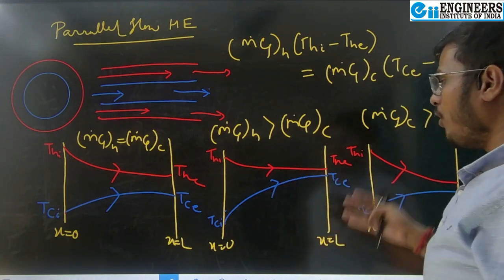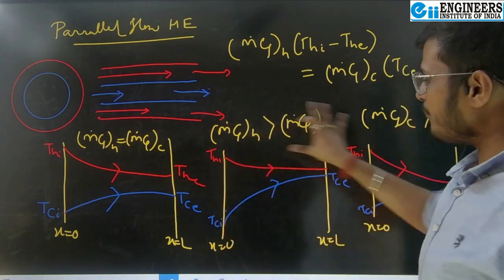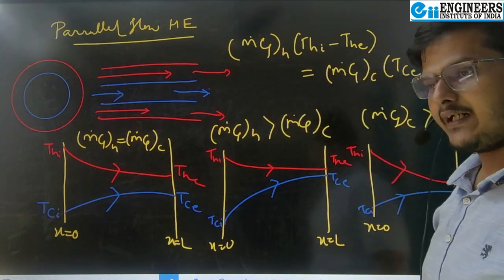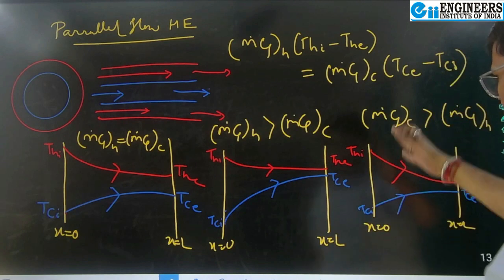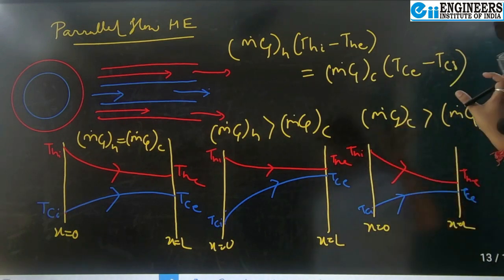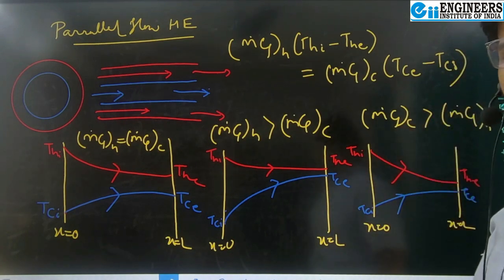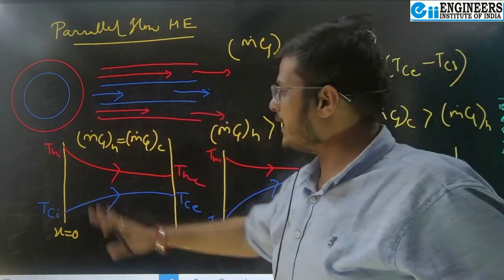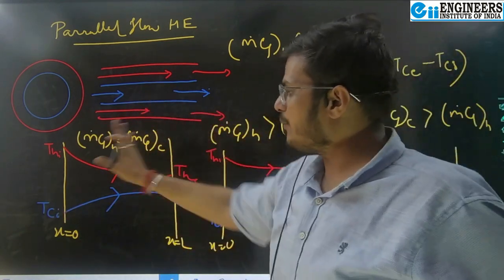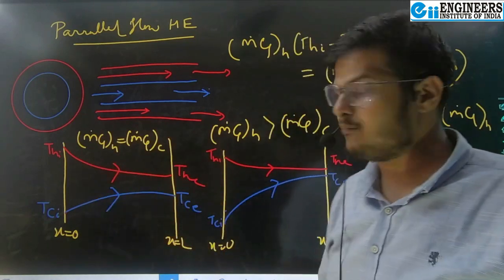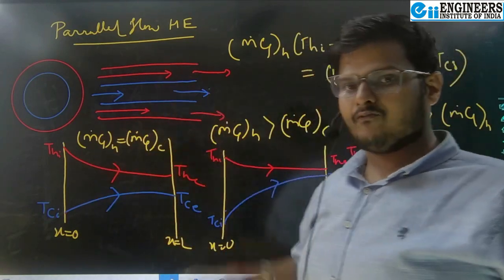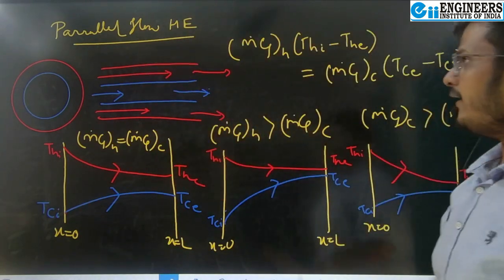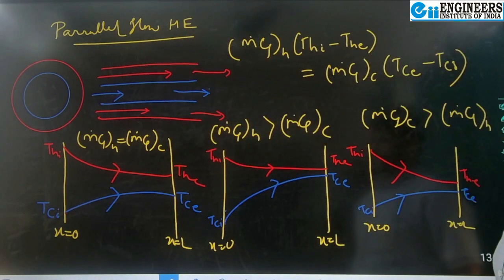You can draw the slope and you can say, okay, if this type of slope is there, my heat capacity of hot fluid is greater than the heat capacity of the cold fluid. If the slope is in this pattern, my heat capacity of the cold fluid is greater than the heat capacity of hot fluid. If both are going in the same way, that there is no change in the temperature difference, or the temperature differences for the hot fluid and cold fluid are the same, that means the heat capacity is the same for both cases. So here we analyzed the overall thing for the parallel flow heat exchanger.